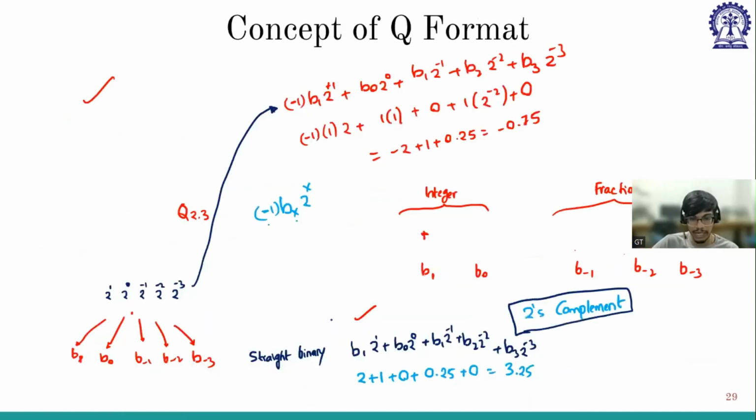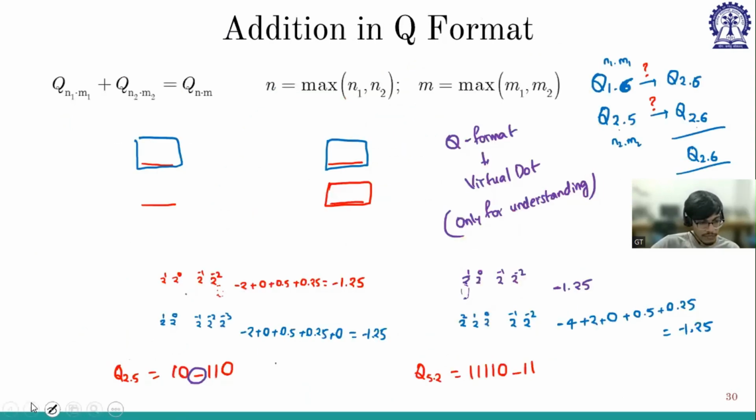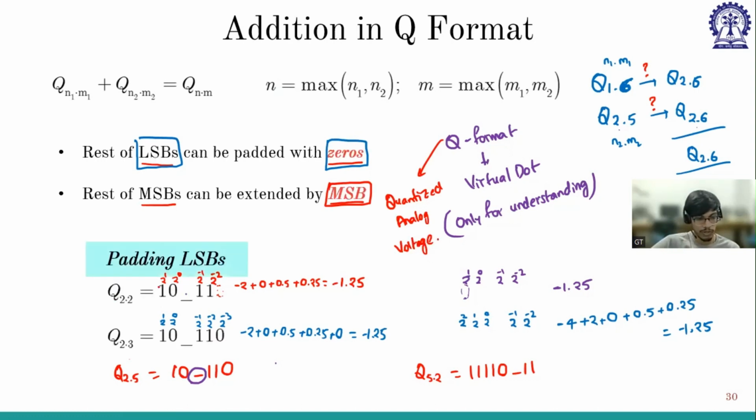So that is the main intention of Q format. The main intention of Q format is to find the quantized analog voltage at any given point of time. So using this virtual dot, I'll keep the dot, then see 2 to the power 0, 2 to the power 1, and then I'll find the value. If it is 2's complement, it can be negative. If it is straight binary, it can be only positive. So this is all about addition of Q format.